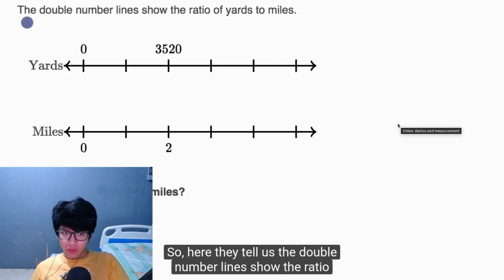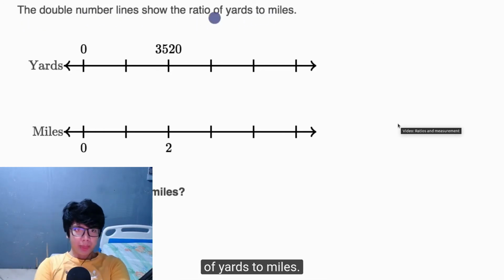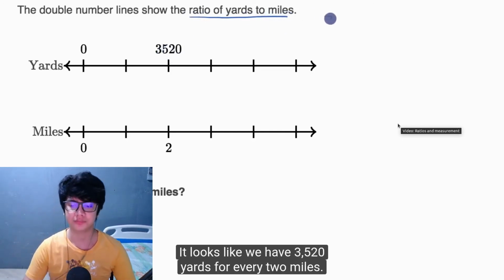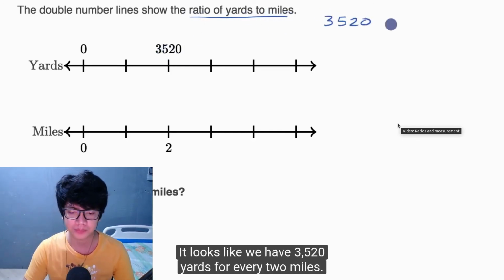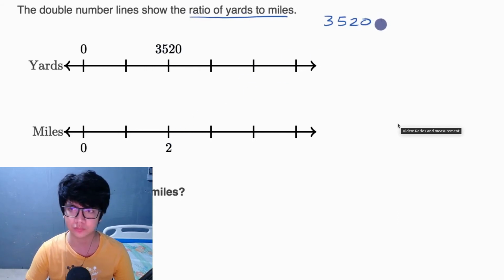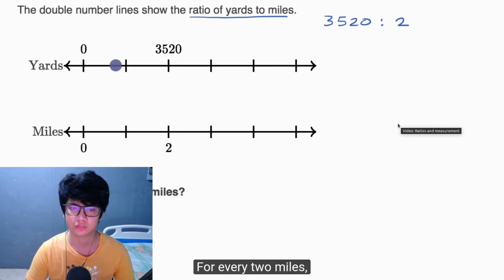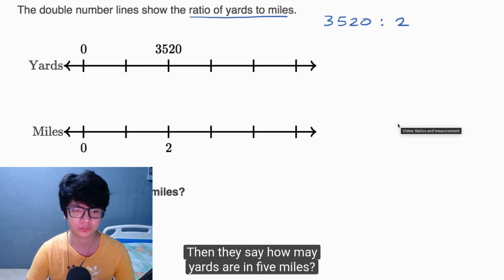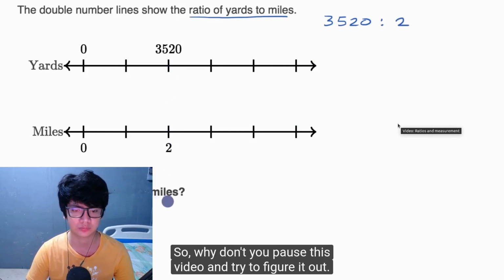Let's do another example. So here they tell us the double number lines show the ratio of yards to miles. So the ratio of yards to miles, it looks like we have 3,520 yards for every 2 miles. And you see that on this double number line right over here. Then they ask how many yards are in 5 miles. So why don't you pause this video and try to figure it out.